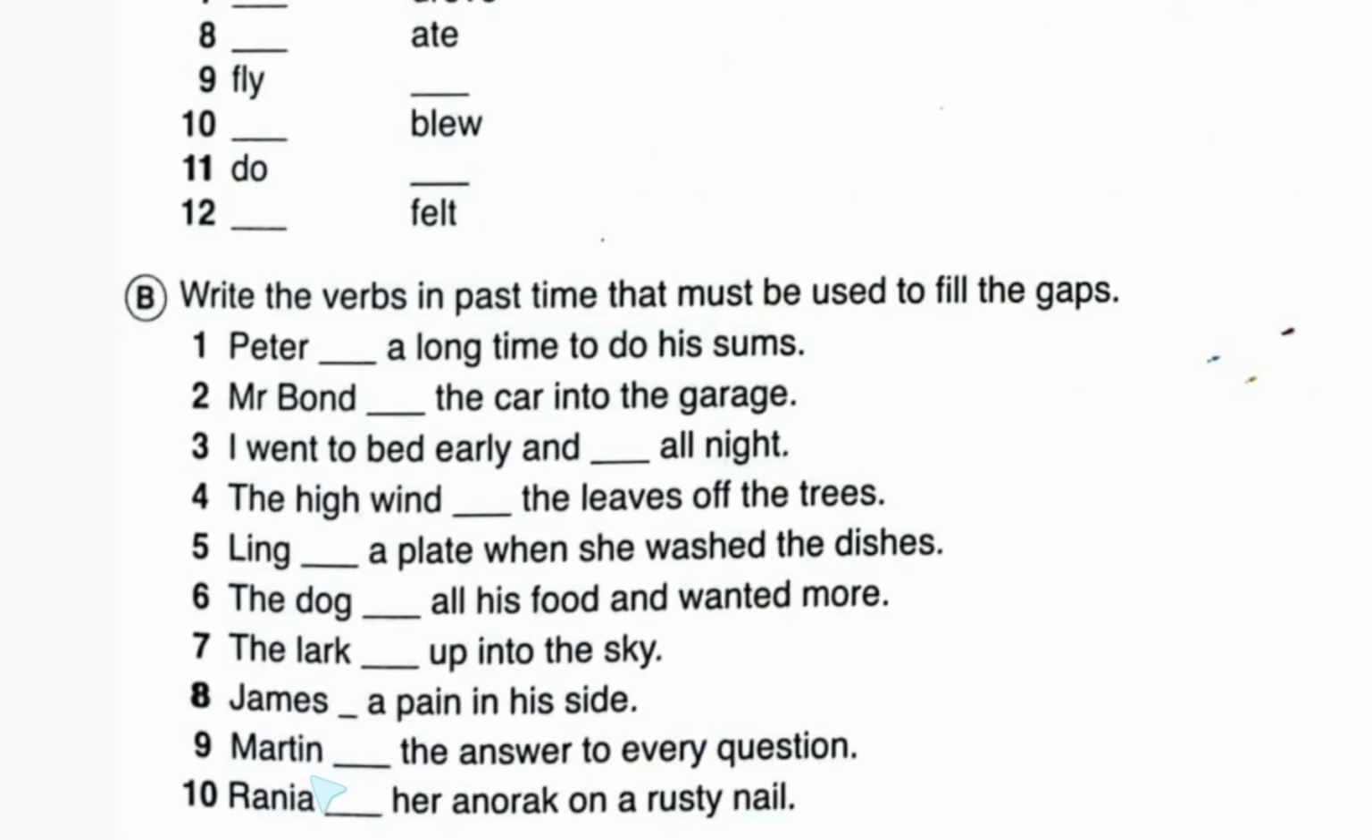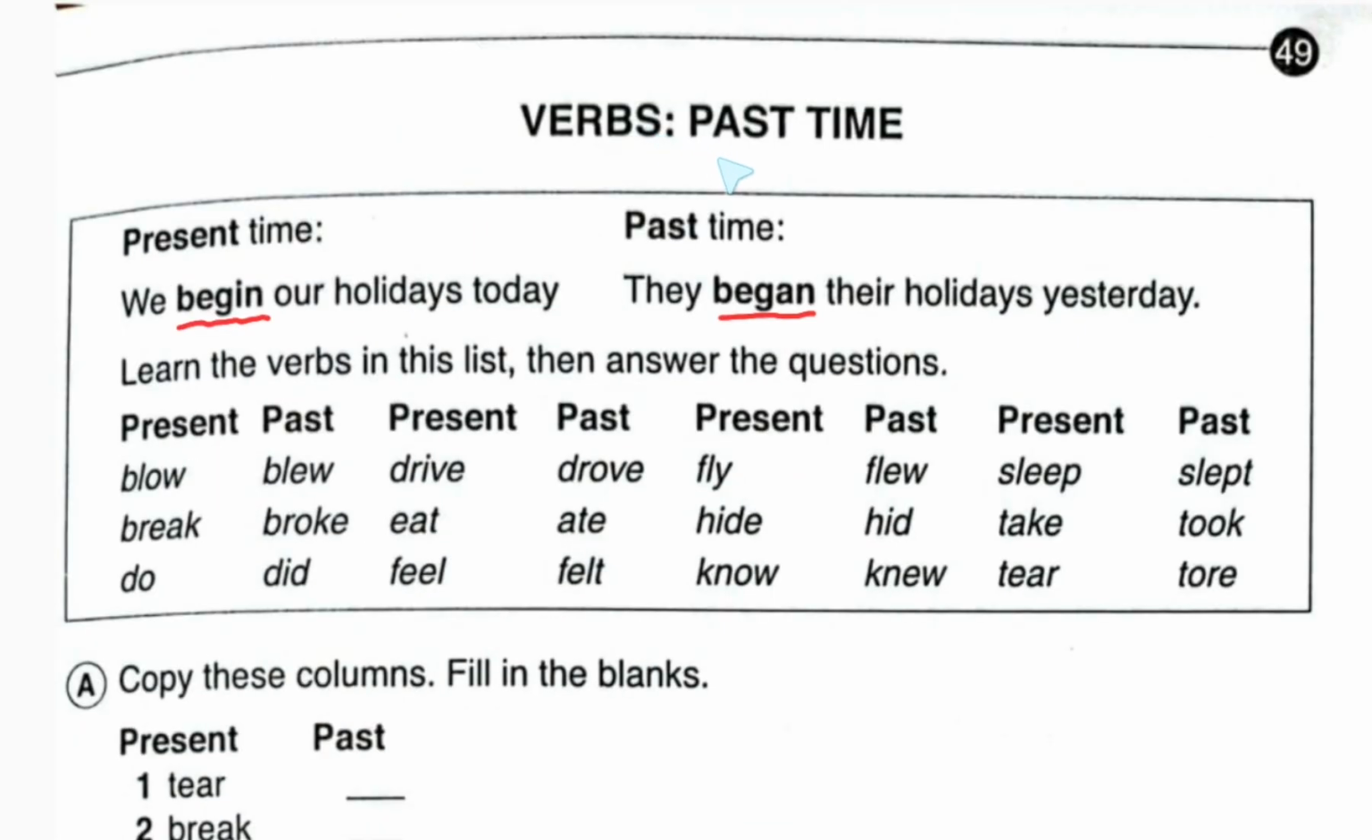Number 9, Martin dash the answer to every question. Martin, what can we put here? Martin knew the answer to every question. Number 10, Rania dash her anorak on a rusty nail. Here we will put tore. Rania tore. So today we have done another page from Junior English Book 2, and that is page number 49, topic verbs past time.